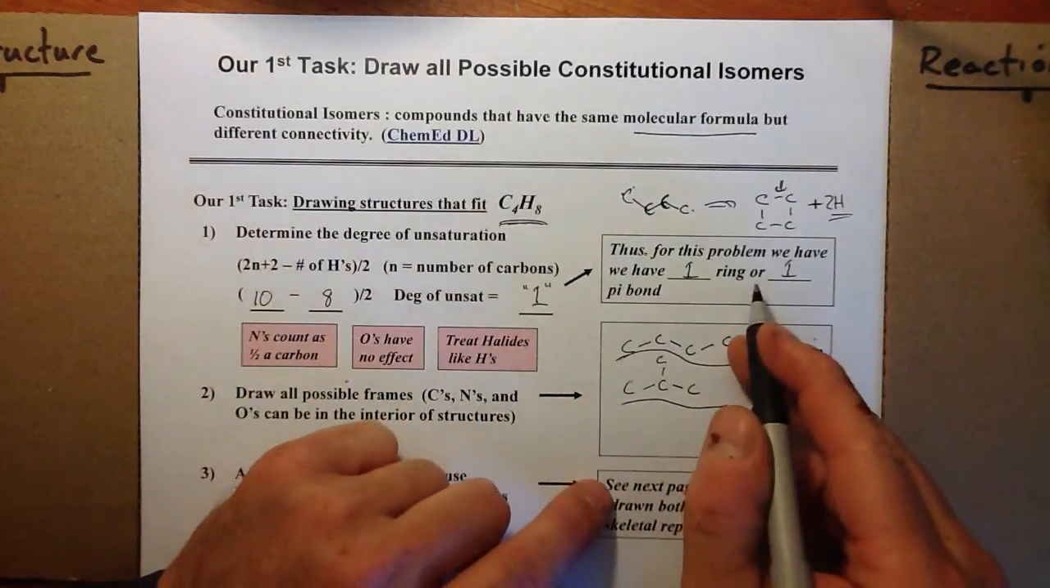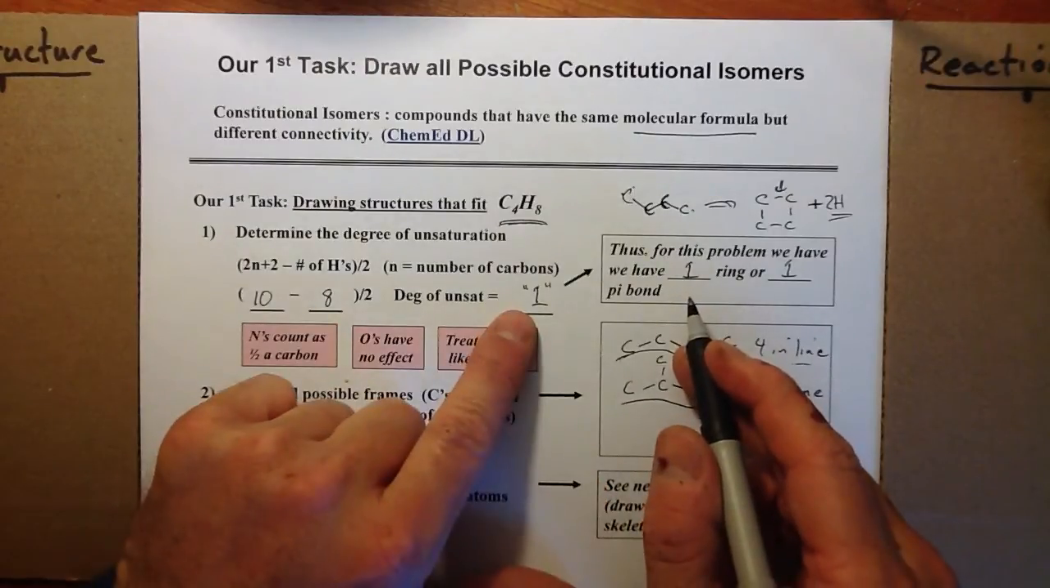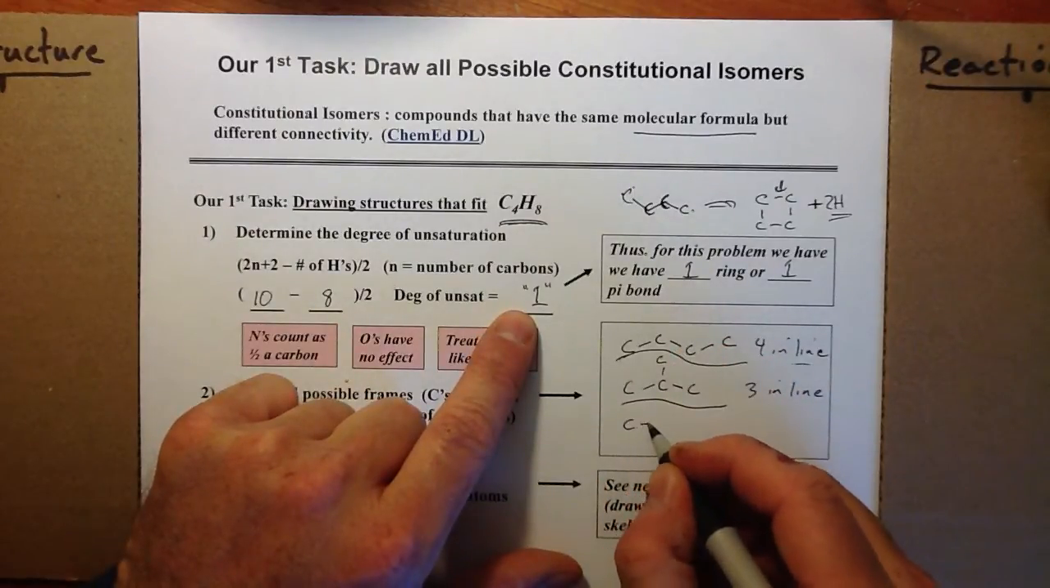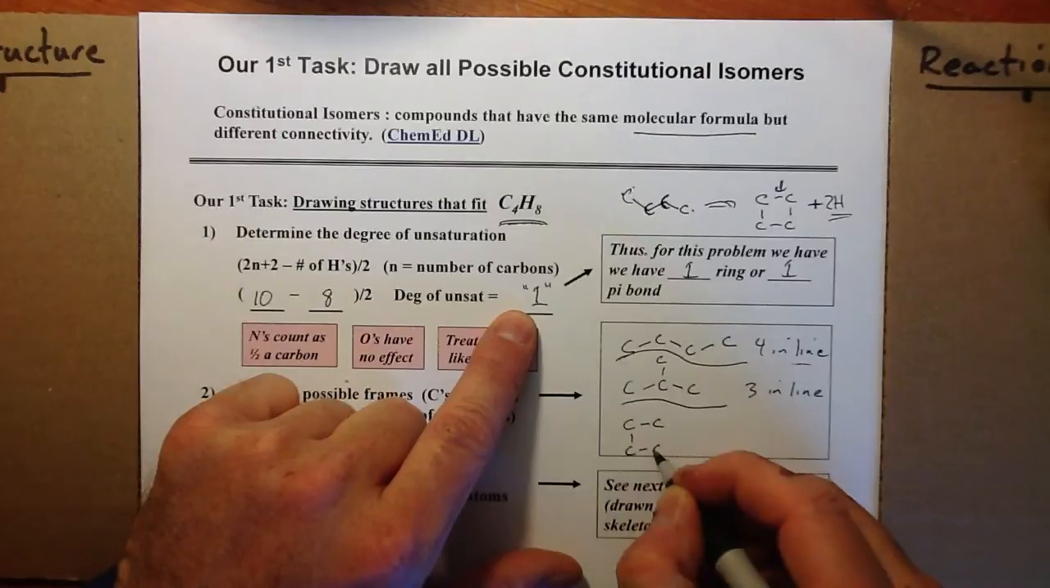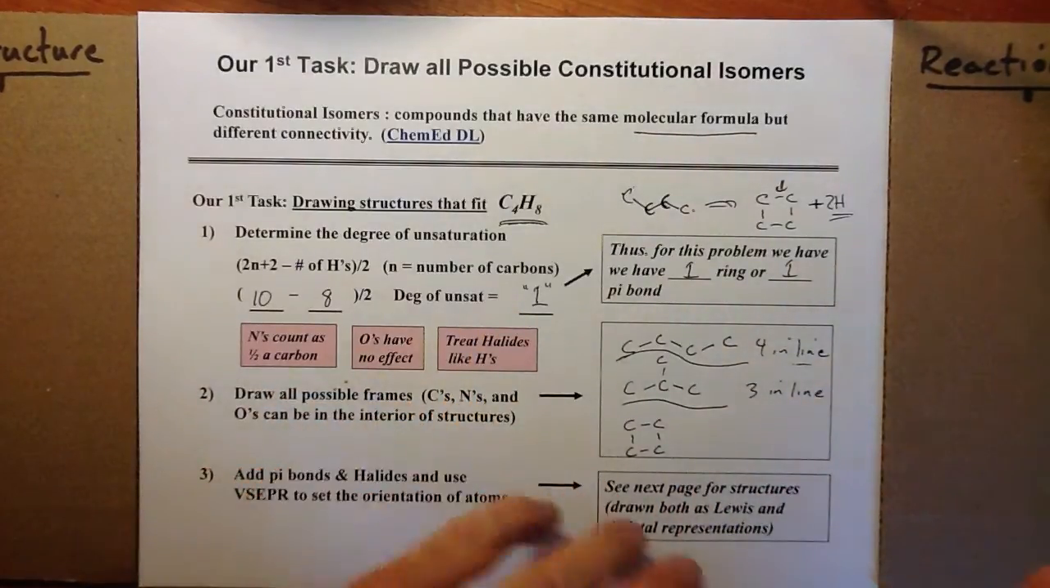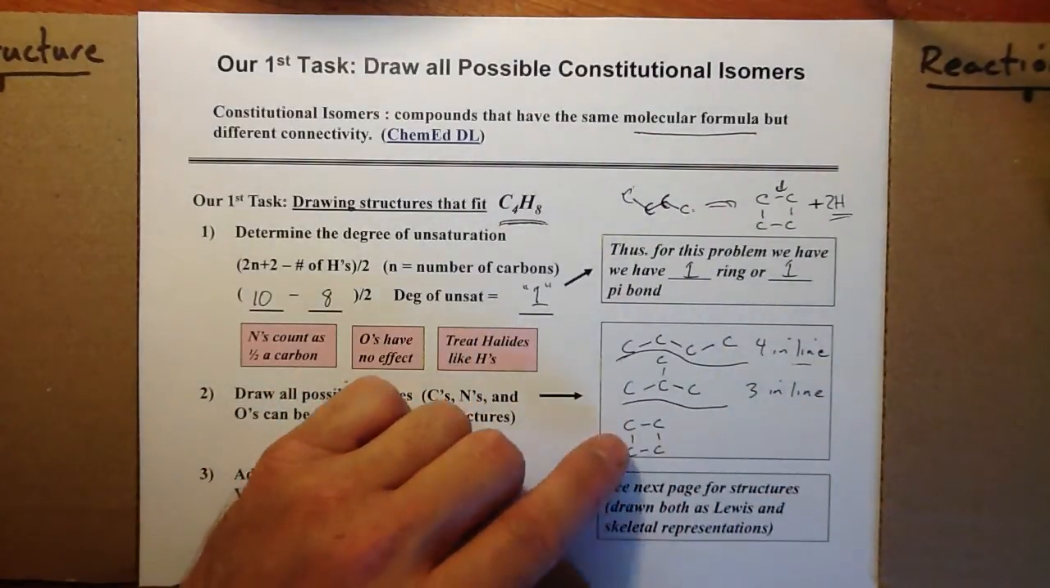And then last, because we have a degree of unsaturation, you have to consider the biggest ring, 4 in a ring. And can you guess what would be the next ring we could consider?